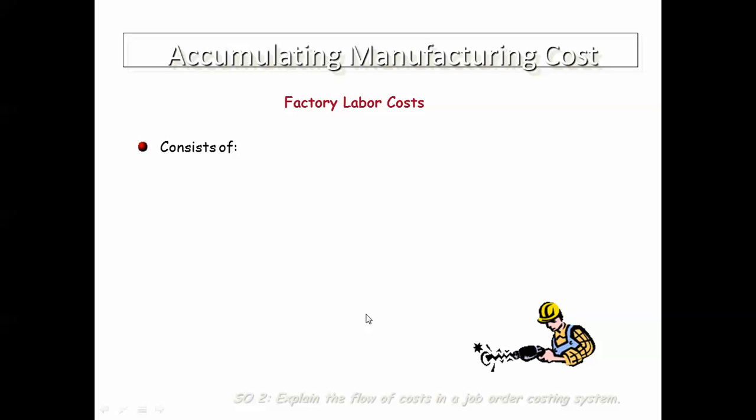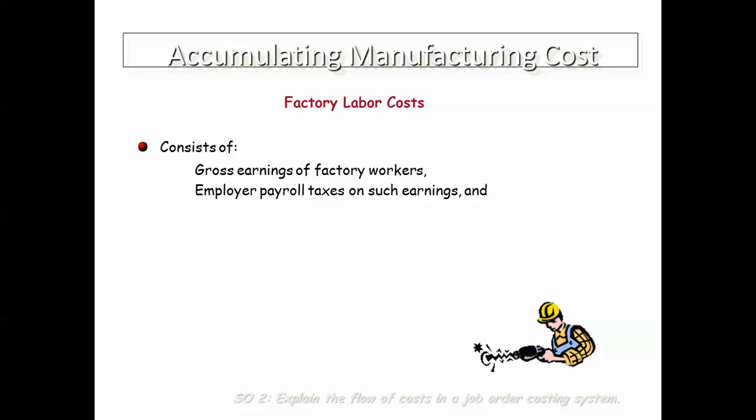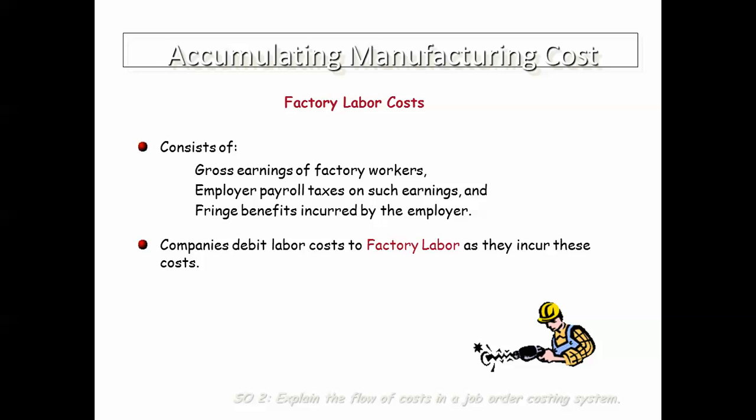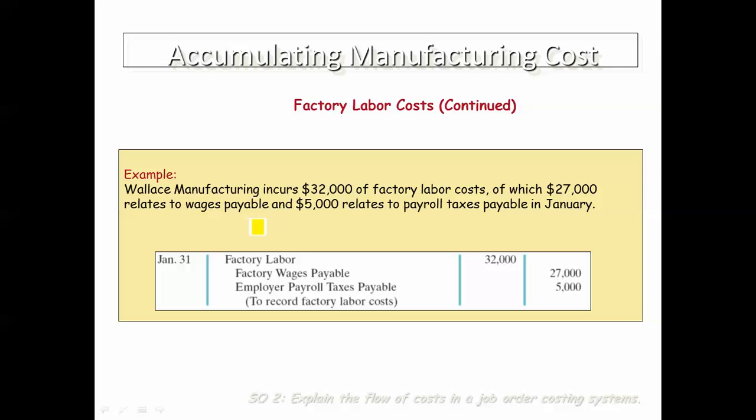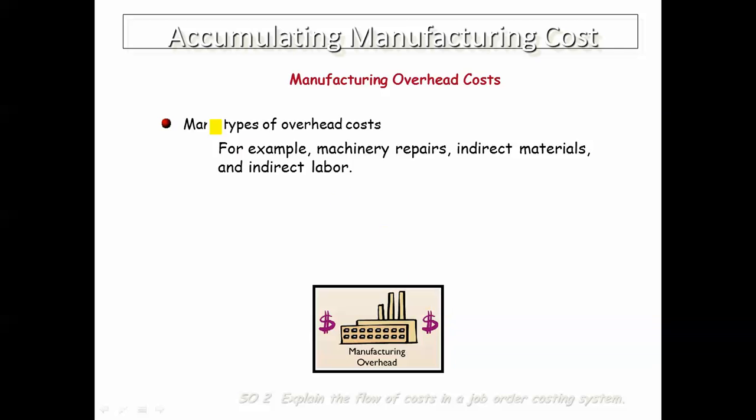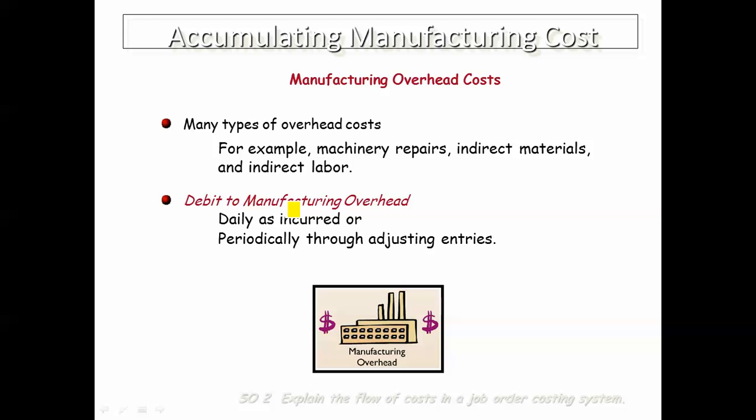Factory labor costs consist of the gross earnings of factory workers, payroll taxes, fringe benefits, and so on. Therefore, Wallace Company incurs 32 of factory labor, 27 relating to wages, 5 to payroll taxes. In January, the entry is debit factory labor, credit wages payable, employee payroll taxes payable. Manufacturing overhead costs have many types: machinery costs, electricity costs, indirect labor, indirect materials, and so on. I debit those to manufacturing overhead like I showed you.